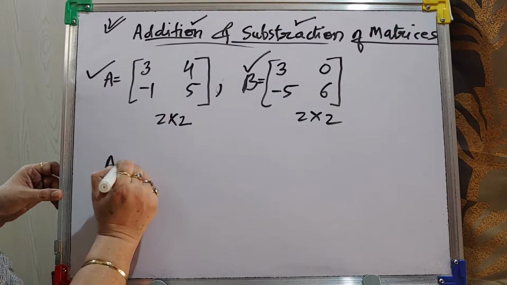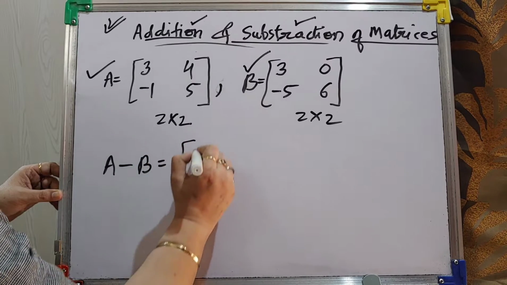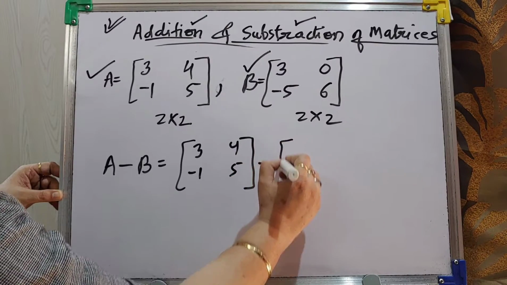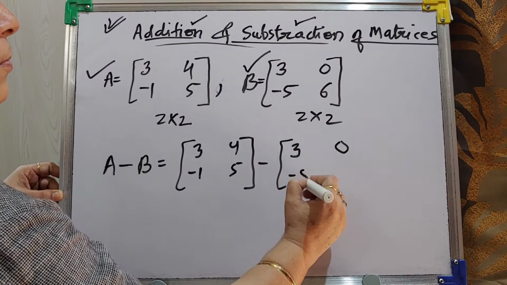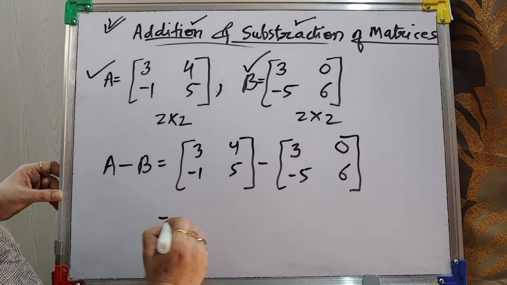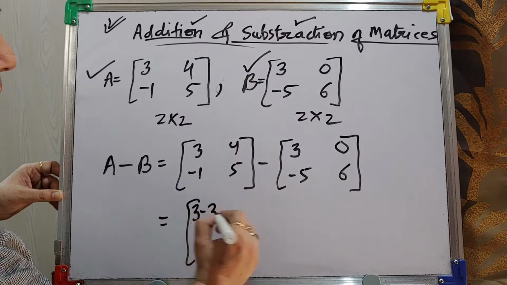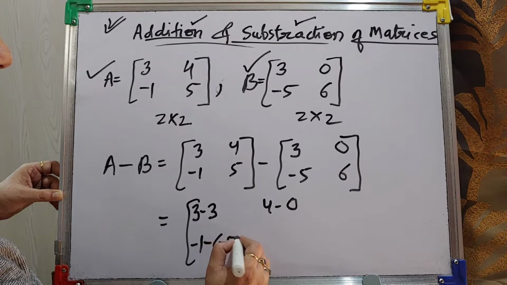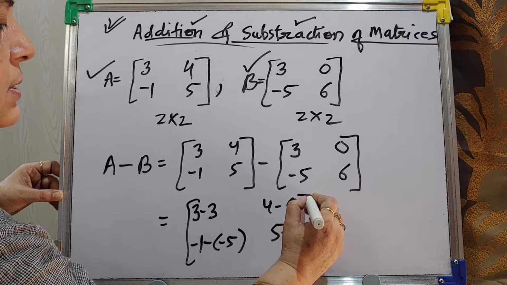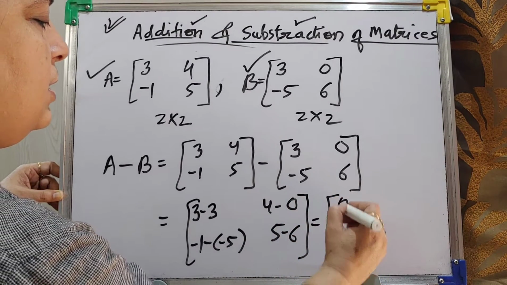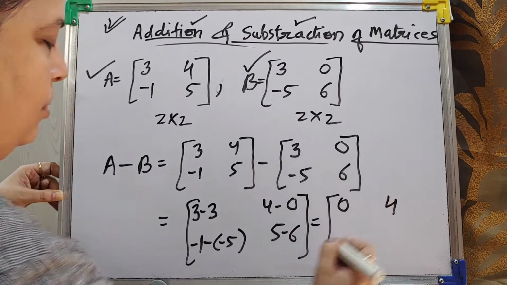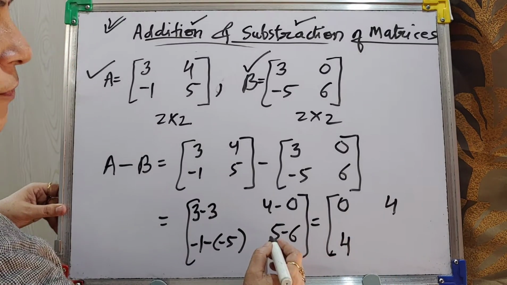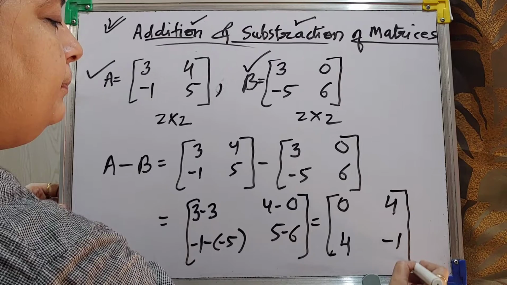Now in the same way we can subtract also. 3 minus 3, 4 minus 0, minus 1 minus 5, 5 minus 6. So 3 minus 3 is 0, 4 minus 0 is 4. This will be minus plus, minus 1 minus 5 is minus 6, and 5 minus 6 is minus 1.